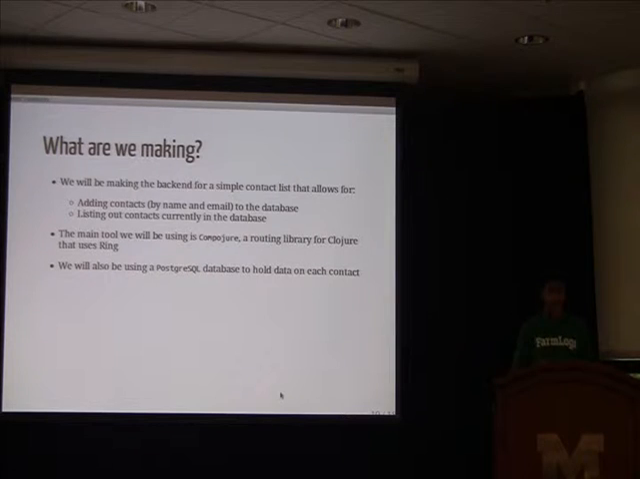So we'll be making a simple contact list that basically just allows for adding contacts by name and email to a database, and then listing out contacts in the database. So the main tool we'll be using is called Compojure, which is a common library in Clojure for web development. And we'll also be using a PostgreSQL database to hold the data on each contact.